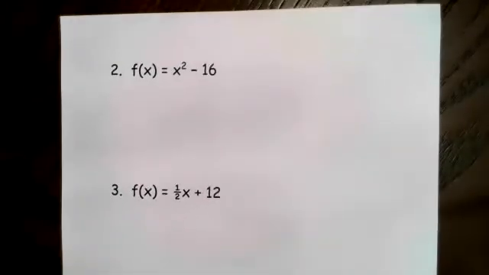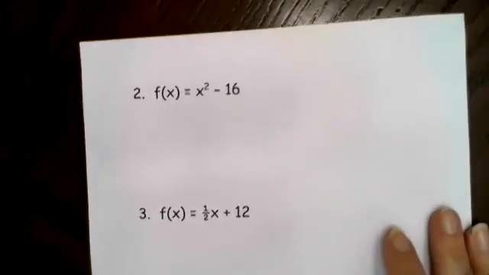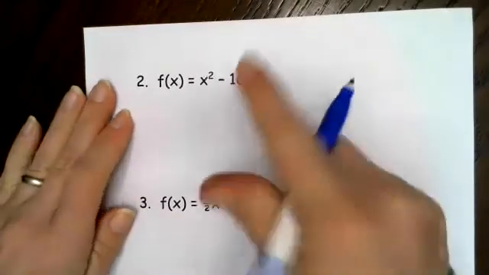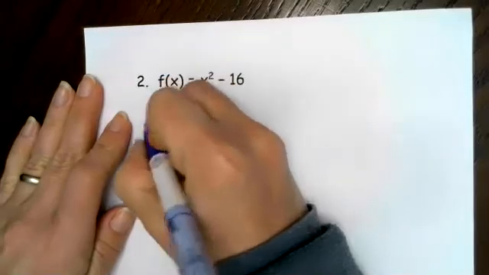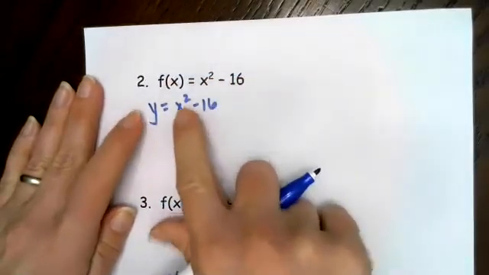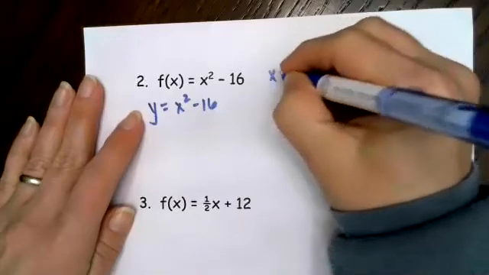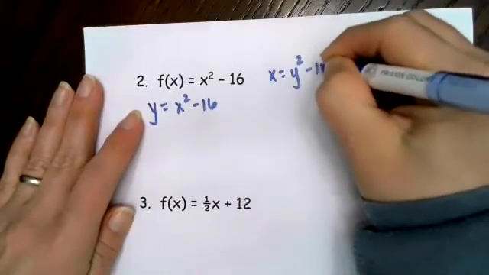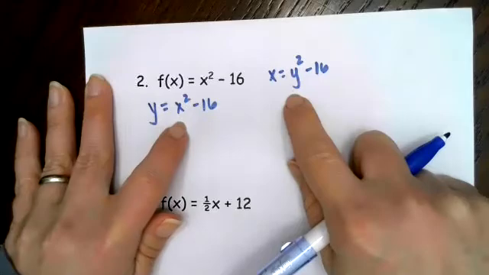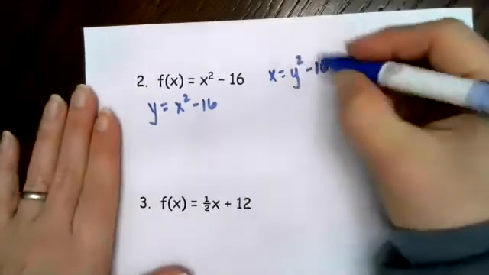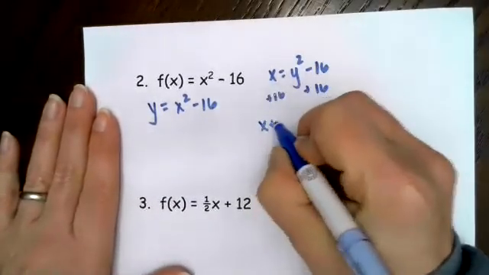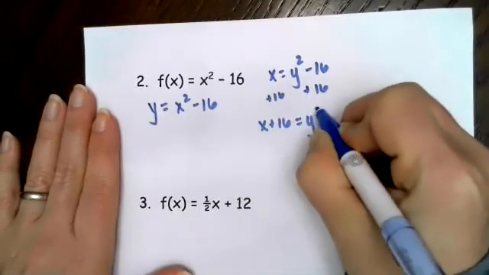All right, got a few more examples here to find the inverse. So number 2, I have f of x equals x squared minus 16. So I'm going to write this as y equals x squared minus 16, and then switch my letters. So x is equal to y squared minus 16. Notice that the exponent stayed in its same position, but it went to a different letter. So I'm going to add 16 to both sides. So x plus 16 equals y squared.